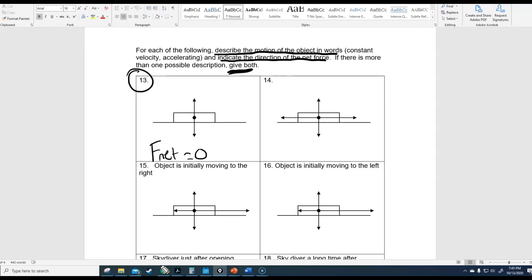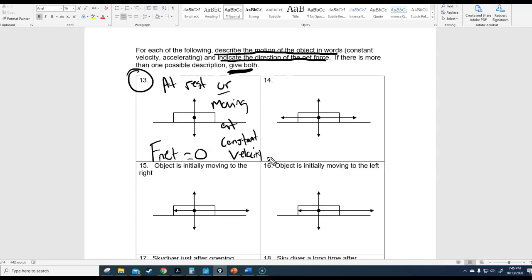Alright, what does that mean? Well, that means there's two possible descriptions. Either the object is at rest, or it's moving, but according to the first law, the only way it can move is at constant velocity. Okay, so that's what 13 should look like.